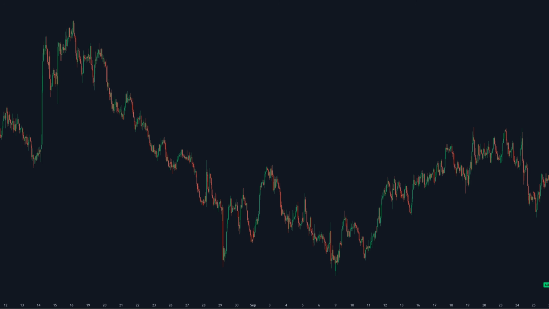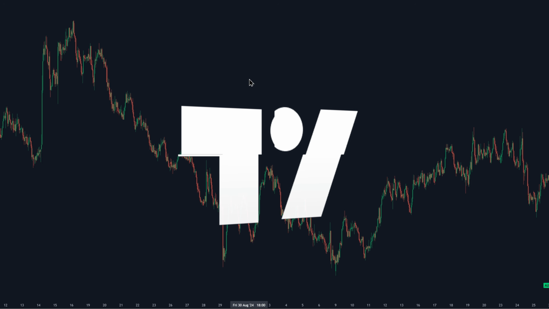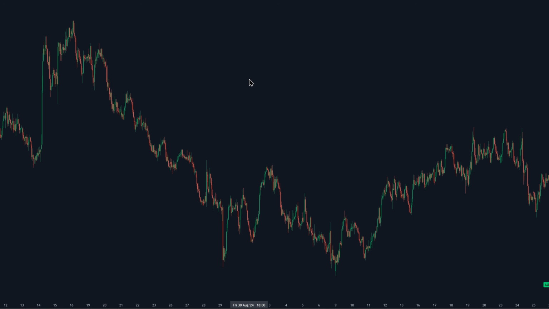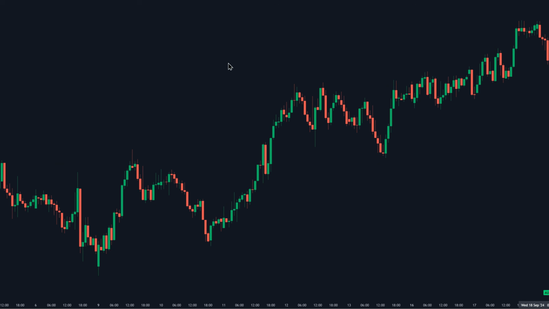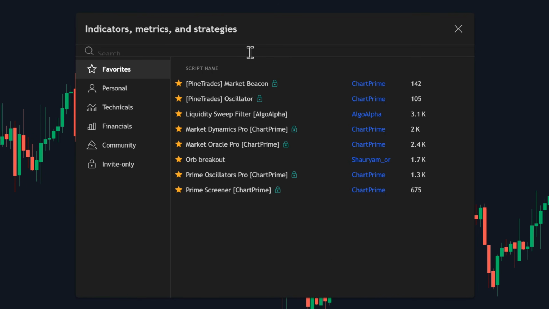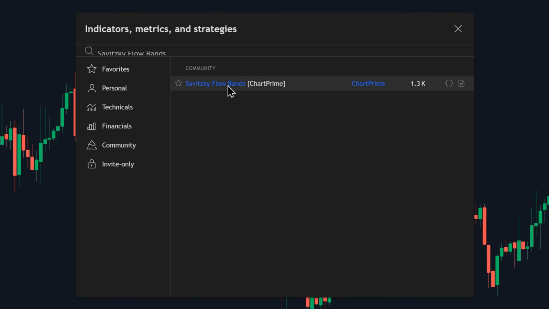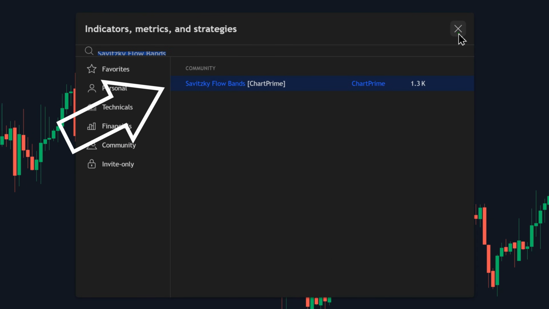Now, to get started with this indicator, you first of all want to go to TradingView, the trading platform that I'm going to be using. If you need to sign up, there's a link in the video description for you to do that. Next, you want to load up your chart and click on Indicators, then type in Savitzky Flow Bands. It's going to be this one by ChartPrime.